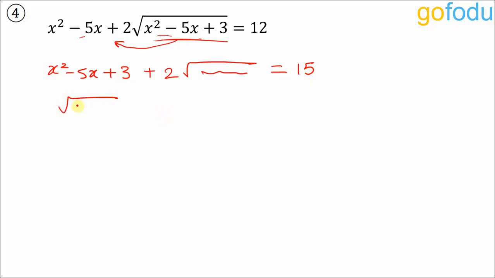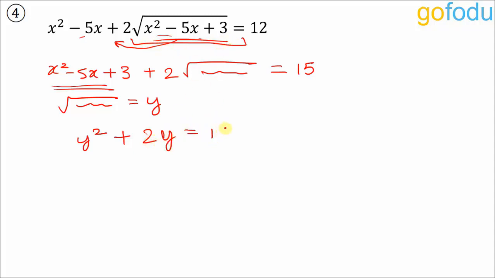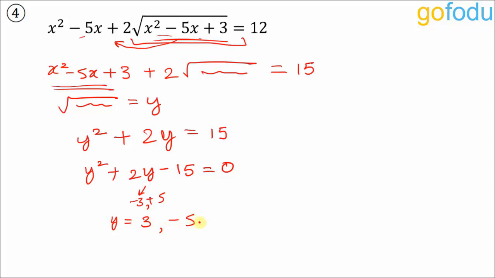Now if I put root of this whole thing as y, in the left hand side this is what? Y square, right? This is the square of this square root, plus 2 into y, this I have replaced with y, is equal to 15. So the quadratic equation that I am going to have is y square plus 2y minus 15 is equal to 0. This is very easy to solve. Think of two numbers. The numbers we'll get are minus 3 and plus 5. So values of y that we'll be getting will be 3 and minus 5.